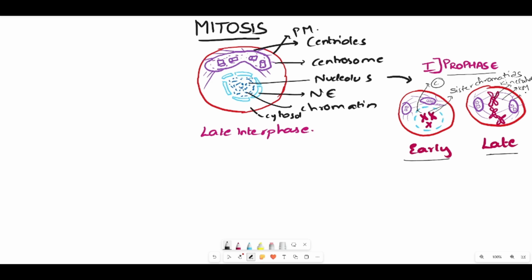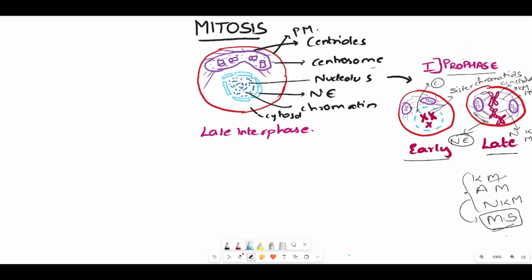This part we will be calling the aster microtubule, and this part we will be calling the non-kinetochore microtubule, and there will also be some fragments here. These are called the nuclear envelope fragments. In the late phase, the kinetochore microtubule, aster microtubule and non-kinetochore microtubule, all three together, will form the mitotic spindle. So the first phase in mitosis is the prophase.